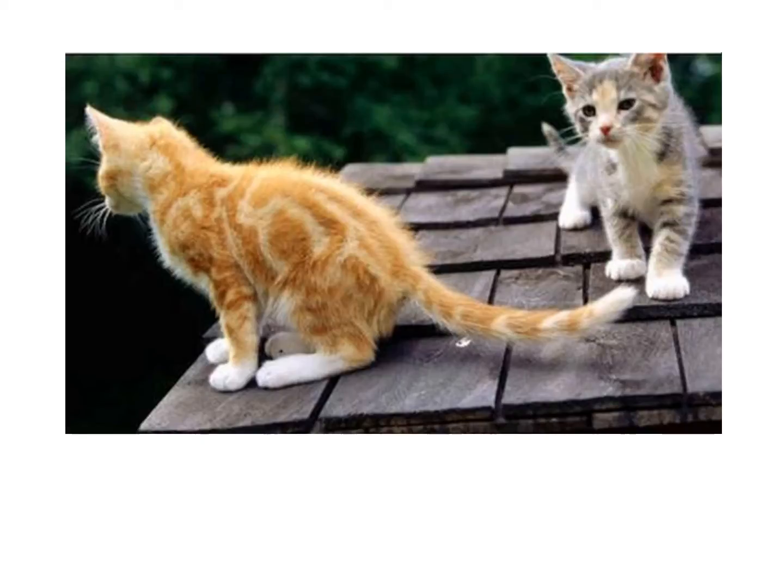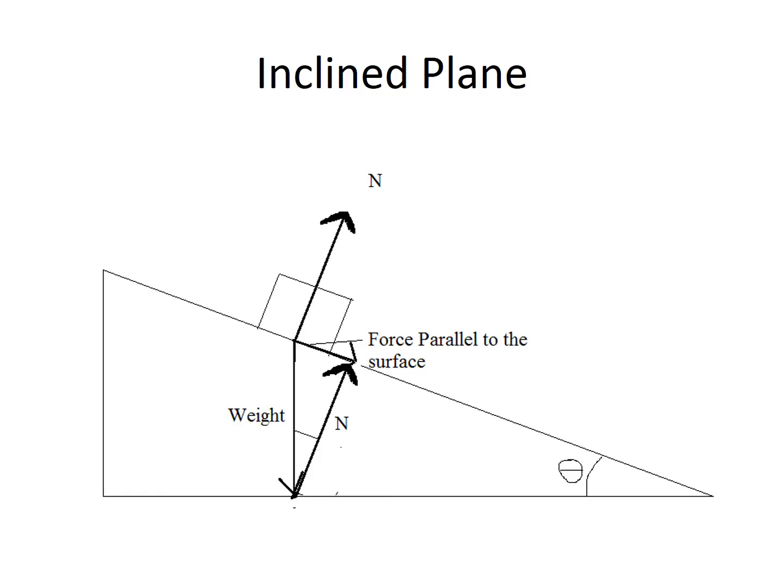Okay, here's an example of that that's a little more mathematical. Here we have a box on an inclined plane. The box has a weight of 50 newtons, and the inclined plane makes an angle of 30 degrees with the horizontal. We are going to analyze this problem in order to find the value of mu sub s, the minimum value that will keep the box from sliding down the ramp.